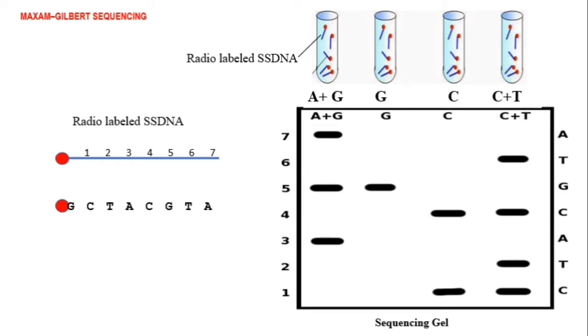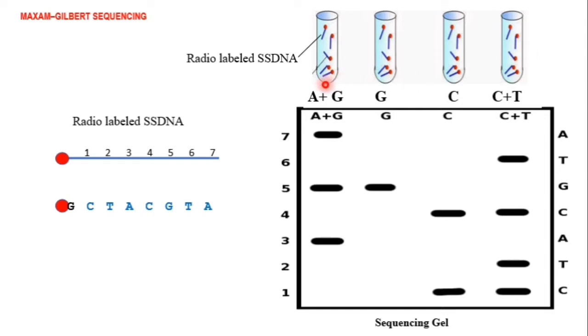Okay, we will distribute this radiolabeled single-stranded DNA into 4 tubes, and in those 4 tubes the specific reactions will take place. The radiolabeled single-stranded DNA is split into 4 tubes: 1, 2, 3, 4.